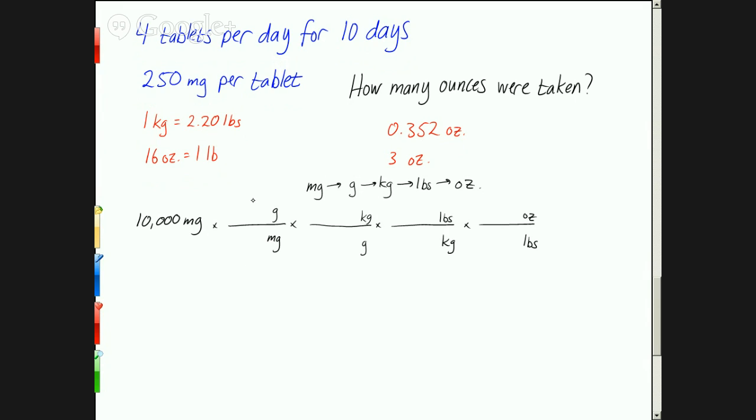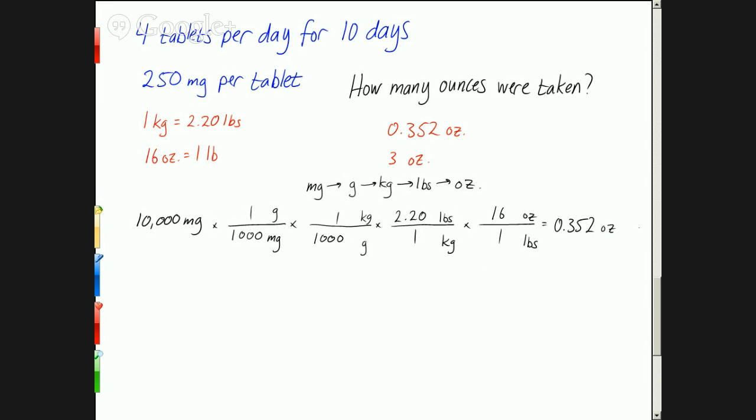So how many grams in a milligram or how many milligrams in a gram? Yeah, we've got 1,000 milligrams in a gram. Then we've got 1,000 grams in a kilogram. Then our conversion factor tells us that there are 2.2 pounds in a kilogram. And there are 16 ounces in a pound. So to solve this, we take 10,000, divide by 1,000, divide by 1,000 again, multiply by 2.2, multiply by 16. So I think if you go through all that, you get 0.352.